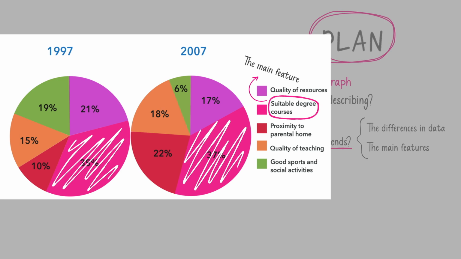And what are the main trends? By main trends, we have to analyze the differences in data: the most significant increase or the most significant decrease in these 2 pie charts. So as you can see, proximity to parental home became more important, right? It increased from 10% to 22%. So the first main trend is proximity to parental home, and sports and social activities became less important. They decreased from 19% to 6%.